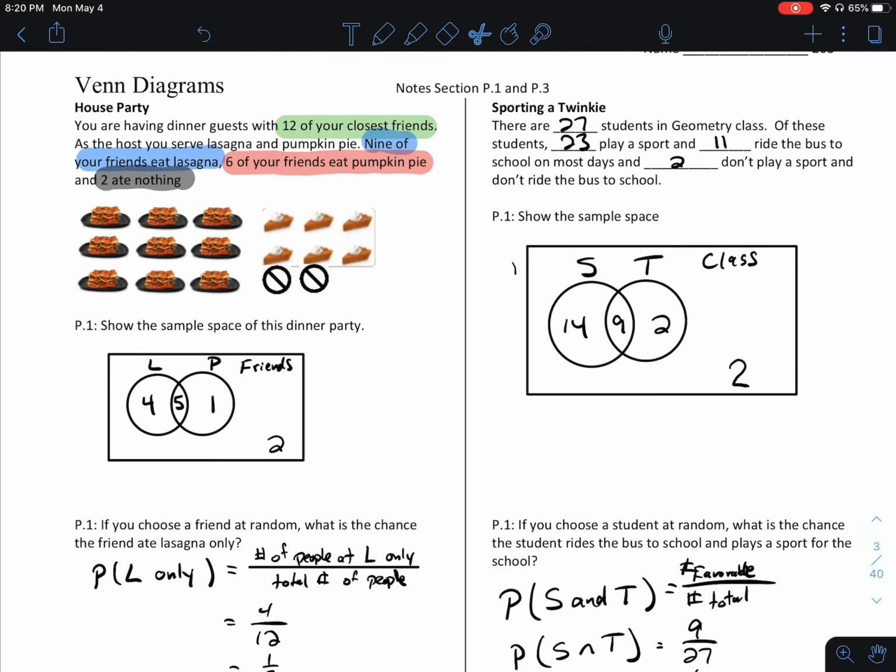All right, we're on the third section of probability, and we are focusing on conditional probability. The notes we're doing for this are going to cover the previous two notes that we've already done.